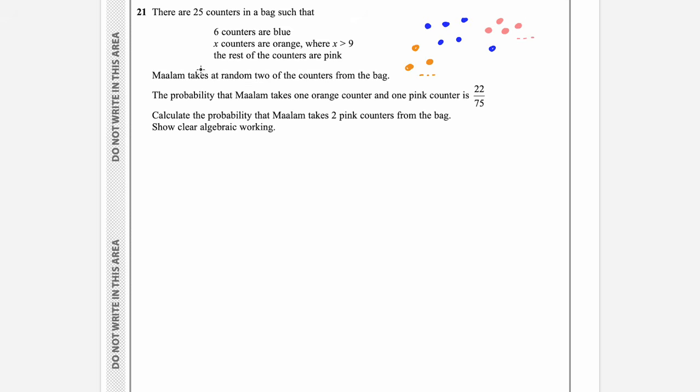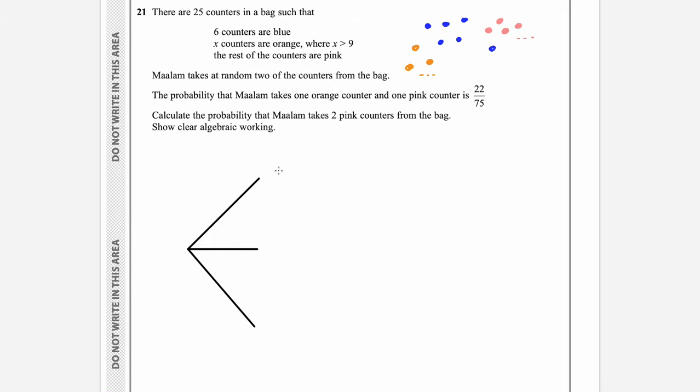Okay, Malam takes at random 2 of the counters from the bag. The probability that she takes 1 orange and 1 pink is this. Calculate the probability that she takes 2 pink counters from the bag. Okay, so we need, guys, for sure, a tree diagram. She's going to take blue, orange, or pink. So I'm going to need quite a big tree here, guys. I need blue, orange, pink.